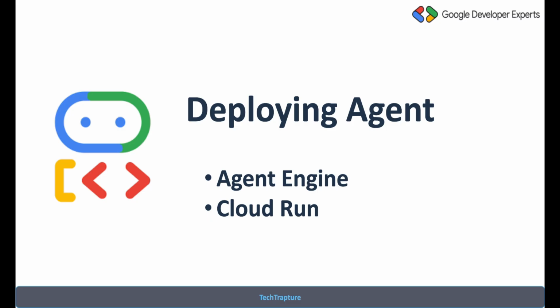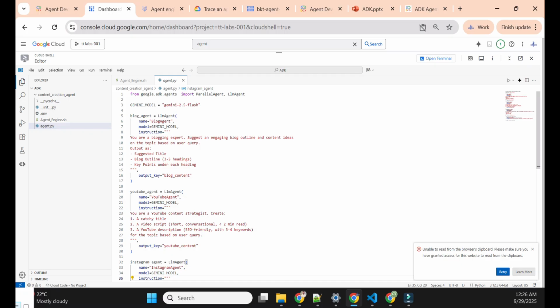Okay, so before that we'll just see a walkthrough of what our agent is. We will use the content creation agent which we created in previous videos. First we'll see how our agent works, and then we will deploy it to Google Cloud Run. So let me go to my VS Code. I'm using Cloud Shell because it is much faster than my local system. So you can see my screen.